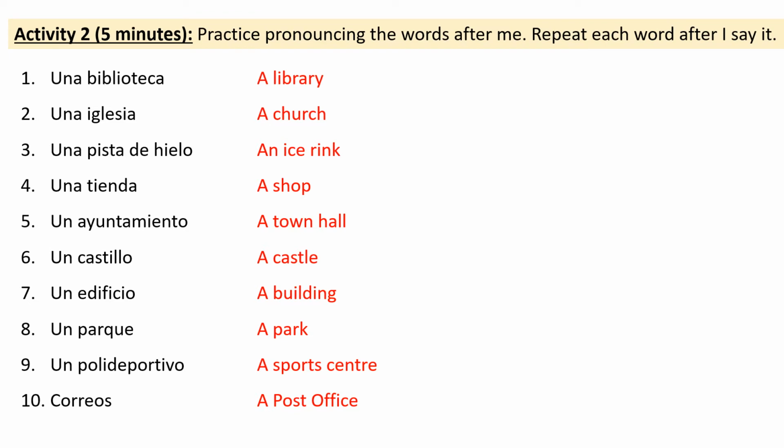Okay, so repeat after me, please. Una biblioteca. Excelente. Una iglesia. Muy bien. Una pista de hielo. Excelente. Let's do that last word again. It's almost like the colour yellow, but in a more Spanish way. Hielo. Repeat after me. Hielo. Muy bien. Let's do the whole thing now. Una pista de hielo.